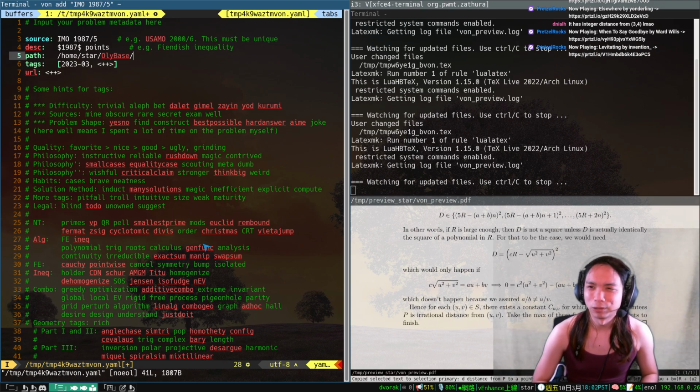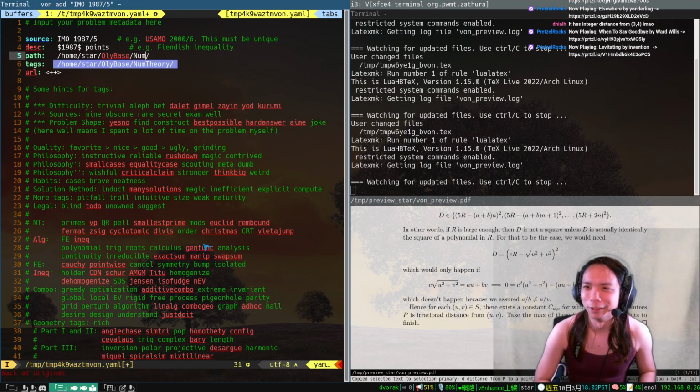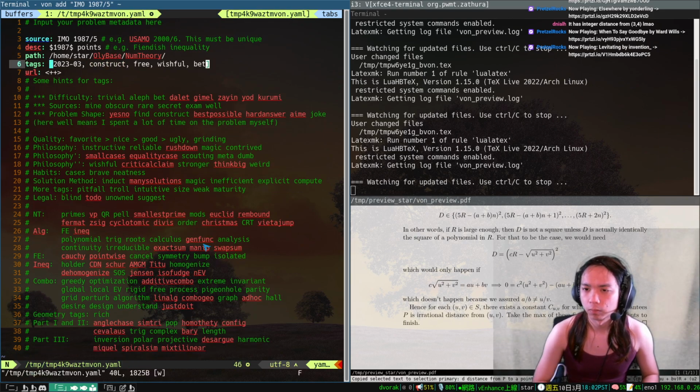I hesitate to call this geometry because it's not really geometric. You know what, we're going to call this a number theory problem. That construct free wasteful design.